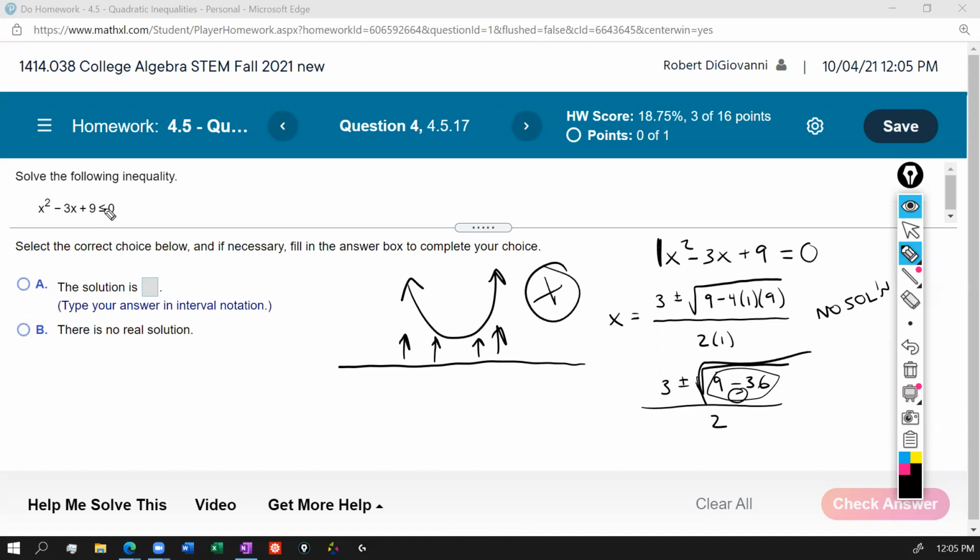And they're asking, when is it going to be less than or equal to 0? But it's above the x-axis, so it can never be 0 on the x-axis, or it can never be down here. So there should be no solution to this.